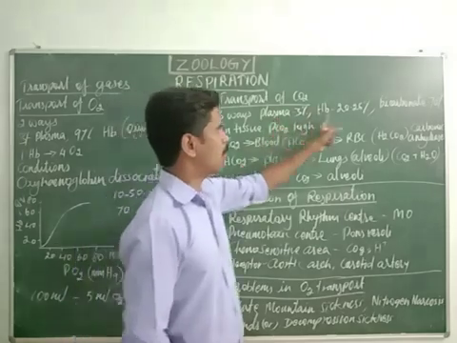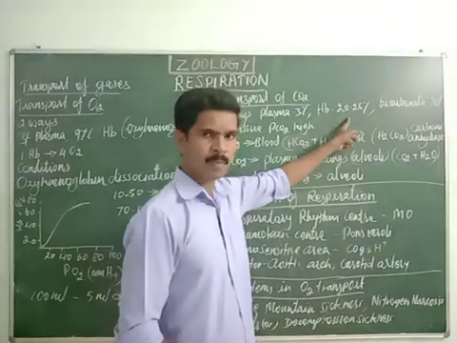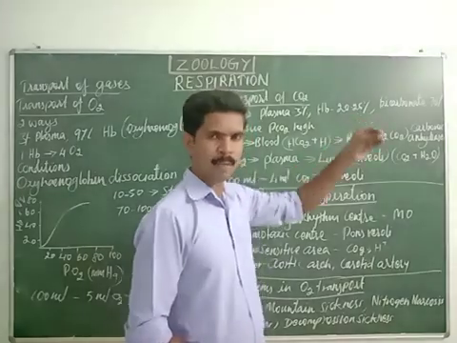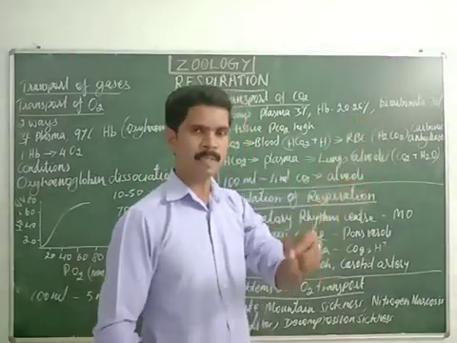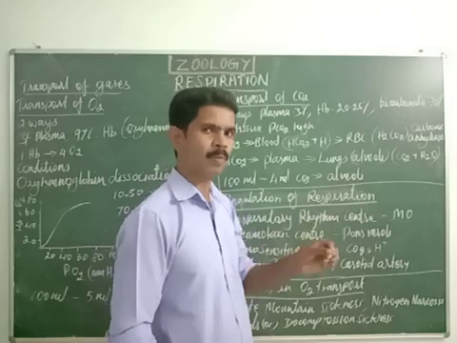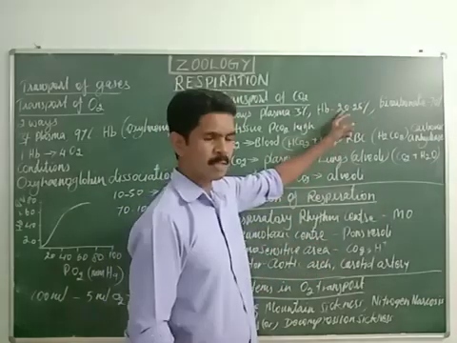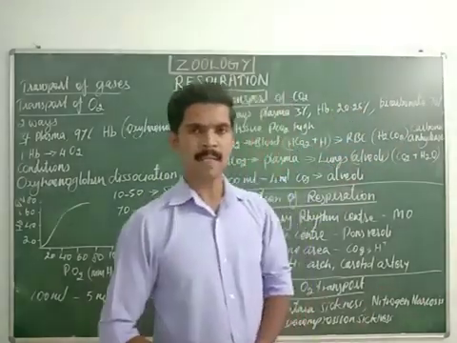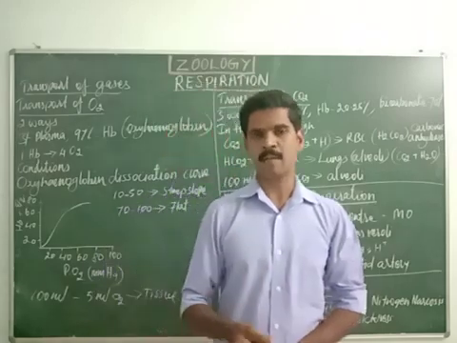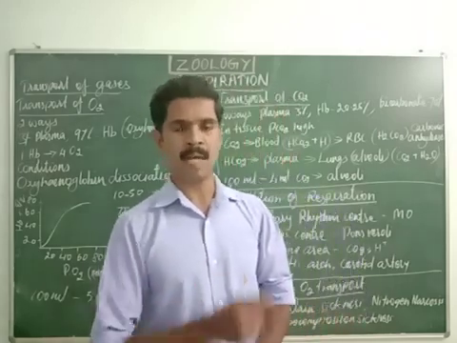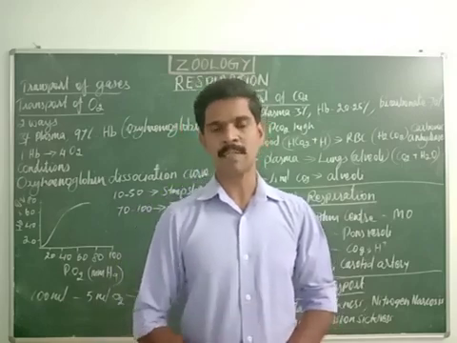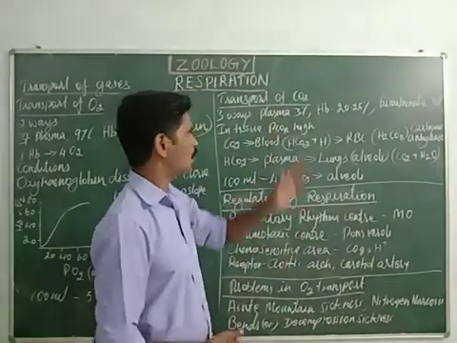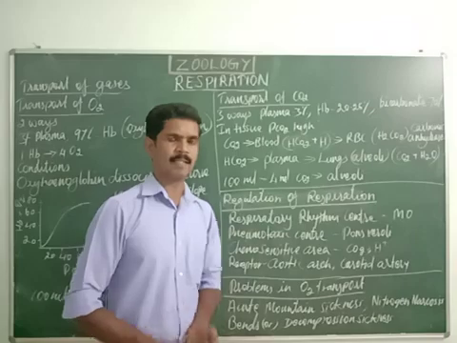Then 20 to 25% of the carbon dioxide binds with the hemoglobin molecule. So the hemoglobin molecule transports only this 20 to 25% of the carbon dioxide to the alveoli. Then the next 70% of the carbon dioxide molecules are transported from the tissue to the alveoli in the form of bicarbonate ions. So this is very important, a one-mark question.